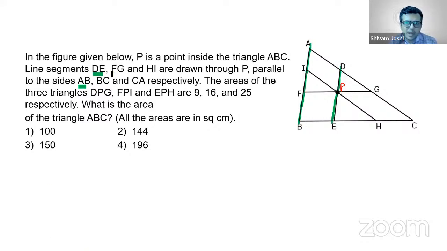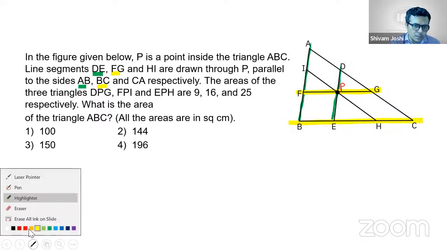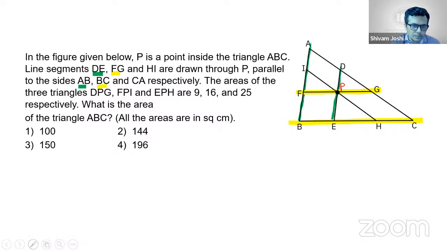The next set of parallel sides are FG and BC. FG is parallel to BC. And the third one is HI and CA. This is HI. And that's parallel to CA. Right? You should remember that the sides highlighted with the same marker are parallel sides.